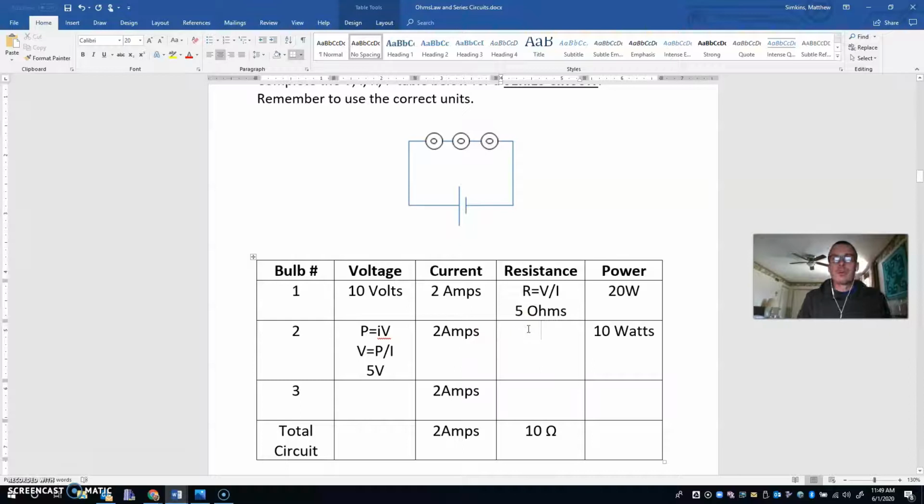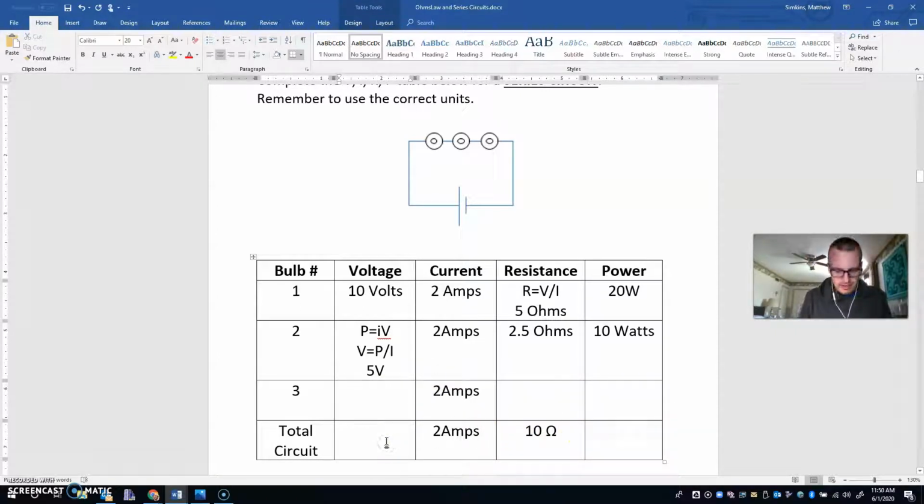For R, we're going to look at R equals V divided by I. So V, volts, divided by I, amps. That's going to be 2.5 ohms. Cool, we move down the table. This one, we don't know anything but the amps, so I'm going to skip that for now.